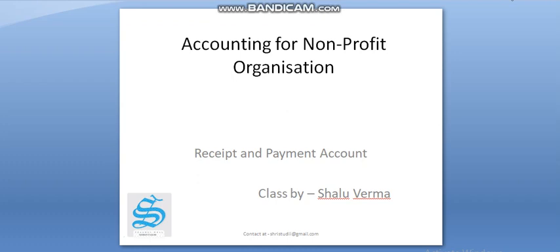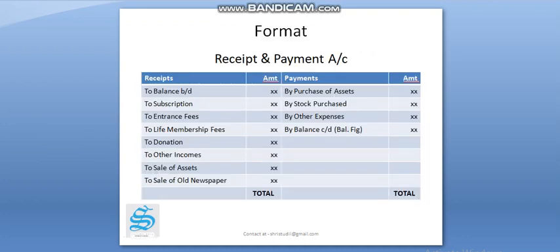Today we will start with the numericals of accounting for non-profit organizations, and we will begin with the receipt and payment account, which is the very first account to be prepared before preparing any other account. So, first let us know the format of the receipt and payment account.